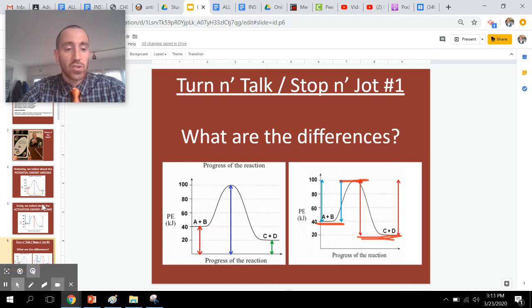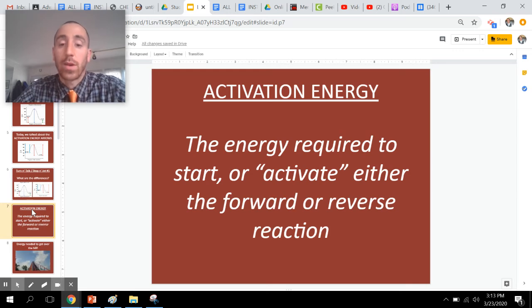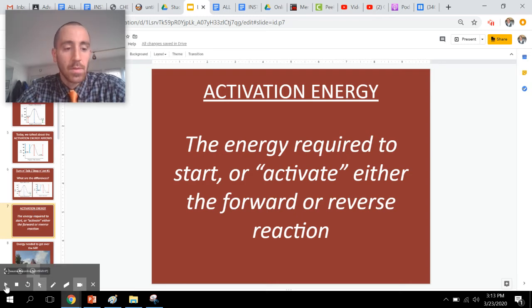Okay, so that's it. Those are the two arrows we're going to talk about. We're going to do a couple practice questions. Here is your definition before I explain to you what it is. And then we'll practice labeling the arrows and quantifying them. So pause the video, copy this down in your notes.